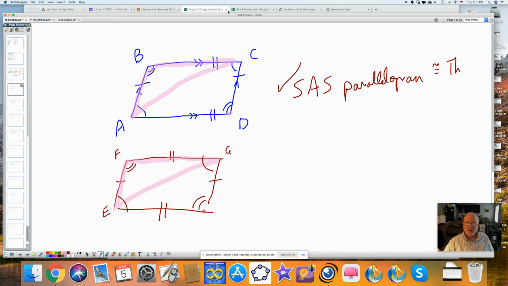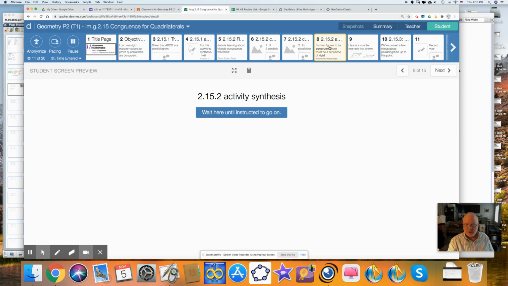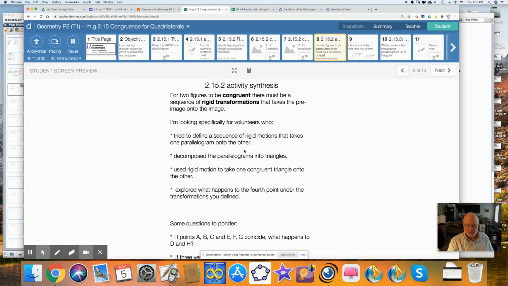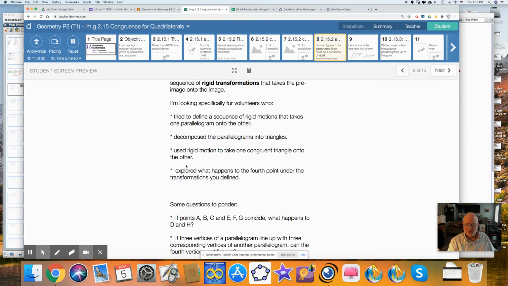It does work. And we explored this. We talked about it a little bit in the synthesis. I was looking for people who would break this into triangles, use rigid motion transformations to move one onto the other. And what happens if they coincide? What happens? Is it possible that they would not line up, that H and D? If three of the vertices line up in a parallelogram, the fourth one must as well.